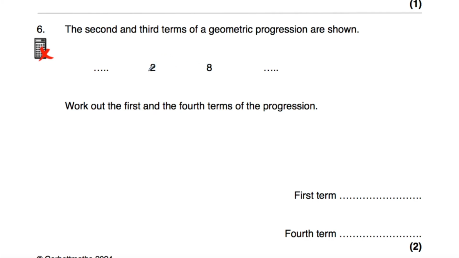So if we do 8 divided by 2, so 8 divided by 2 is equal to 4. So if we times by 4 each time, we're multiplying by 4. We're doing 2 times 4 is equal to 8. If we then times by 4 again, we can find the fourth term. 8 times 4 is equal to 32. So the fourth term is 32.